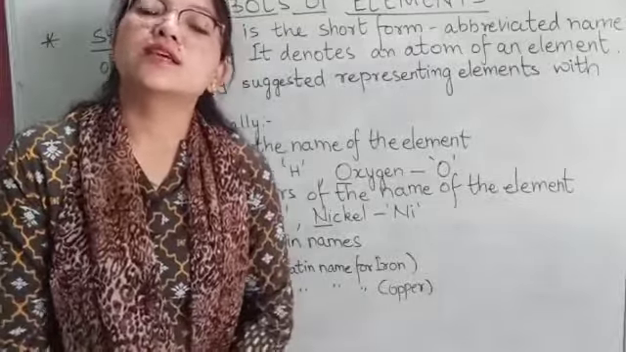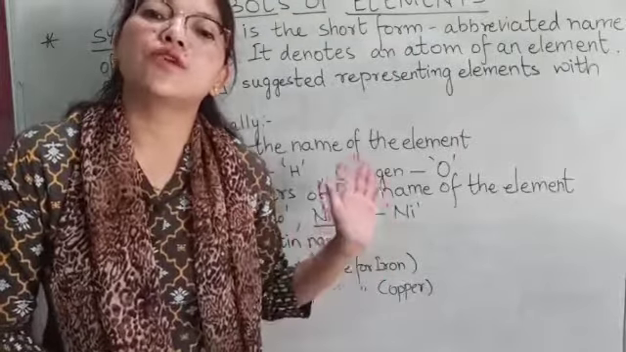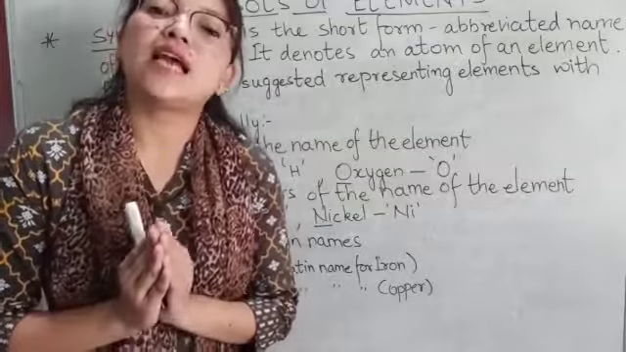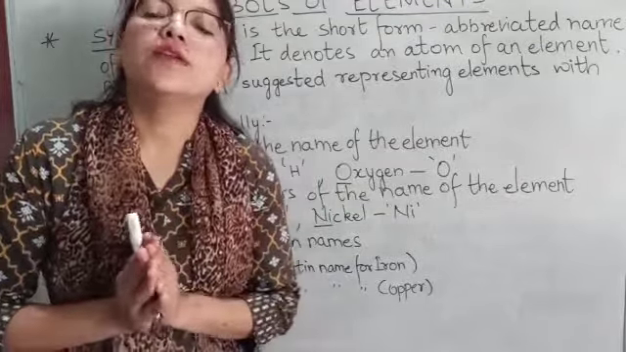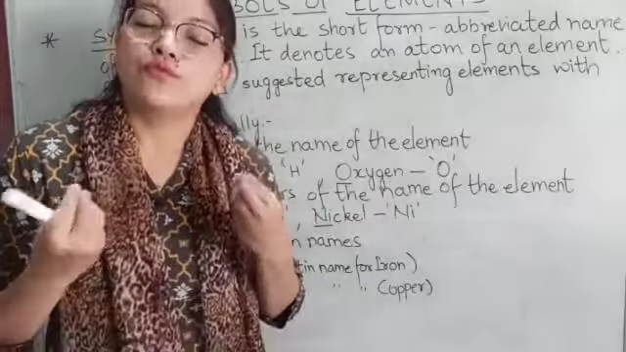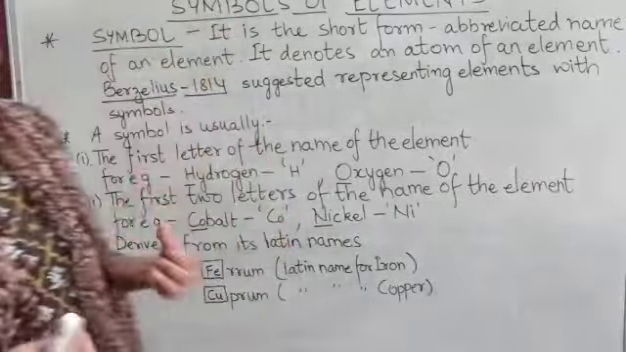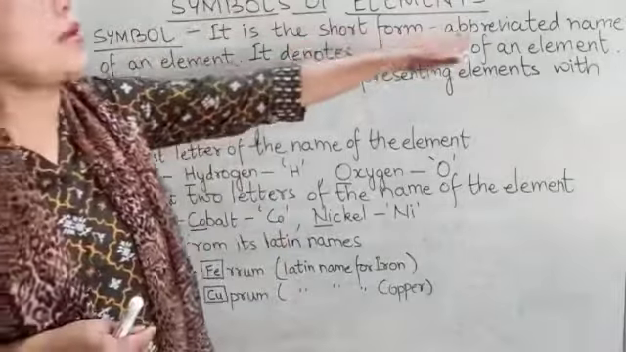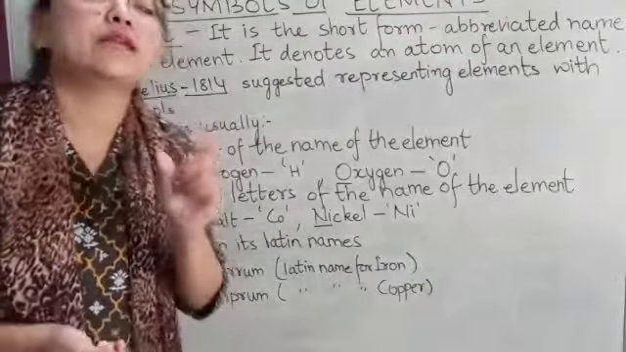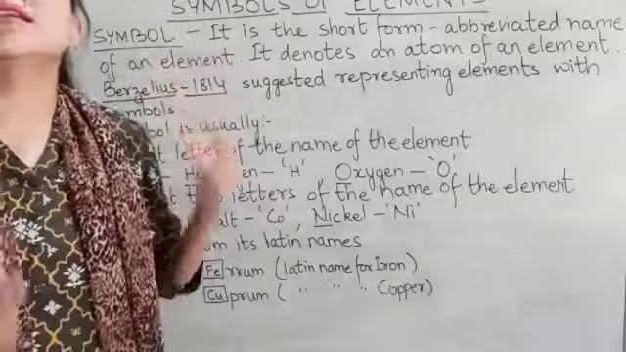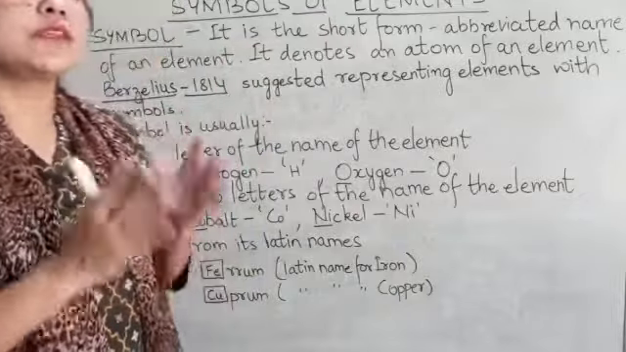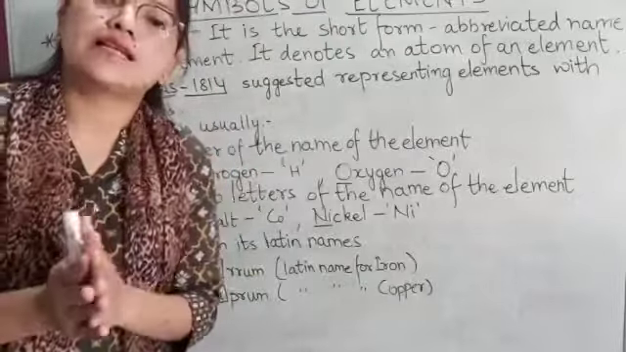Now students, here comes the next topic, symbols of elements. All the 118 elements known so far have their own symbols. Now what is a symbol? A symbol is a short form, an abbreviated name of an element. And what does it denote? It denotes the atom of an element, the atom which is present in an element.